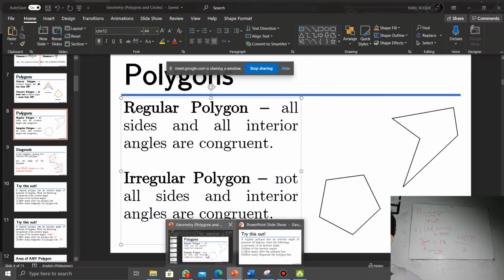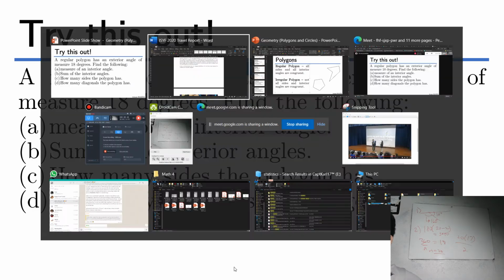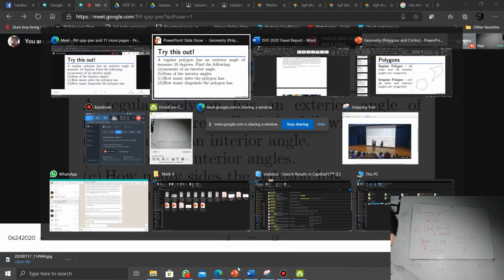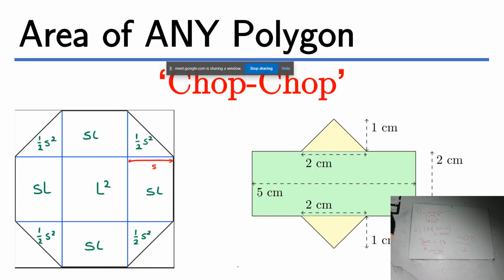Okay, teka. Yan. Sige. Ito. Correct. Good job. Ngayon, how do we get the area of any polygon?